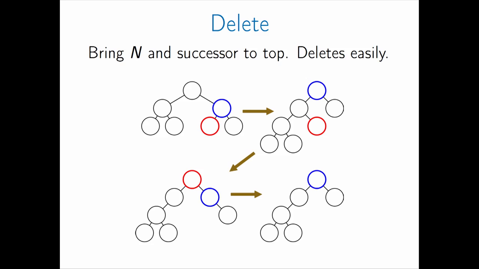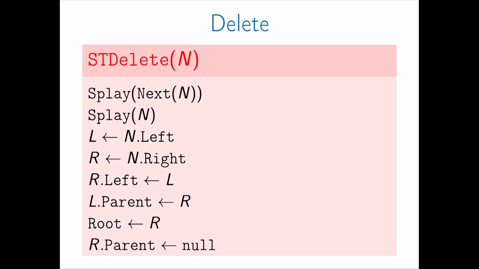Now, to get deletes to work, there's actually a pretty clever way to do it. If you splay your node and its successor both to the top of the tree, you end up with this sort of third diagram in this picture. And you'll note that if we want to get rid of the red node, all we have to do is promote the blue node, its successor, into its place. Because of the way this works out, the blue node will never have a left child, and things will just work.